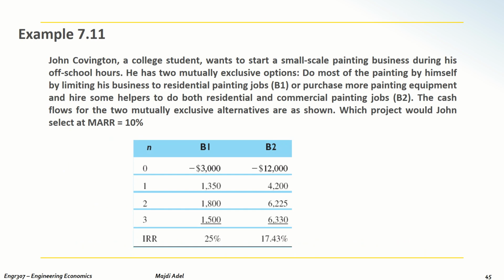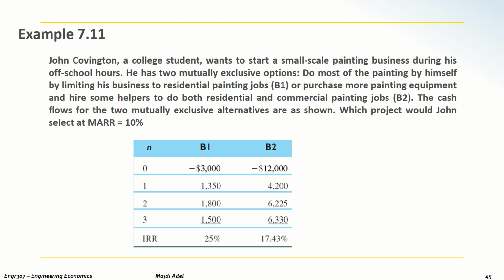Now we will see some examples for this. John Covington, a college student, wants to start a small-scale painting business during his off-school hours. He has two mutually exclusive options for his investment. The first option is to do most of the painting by himself, by limiting his business to residential painting jobs. This is B1.